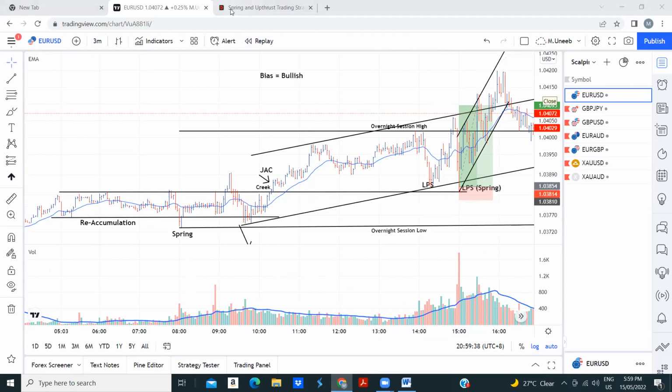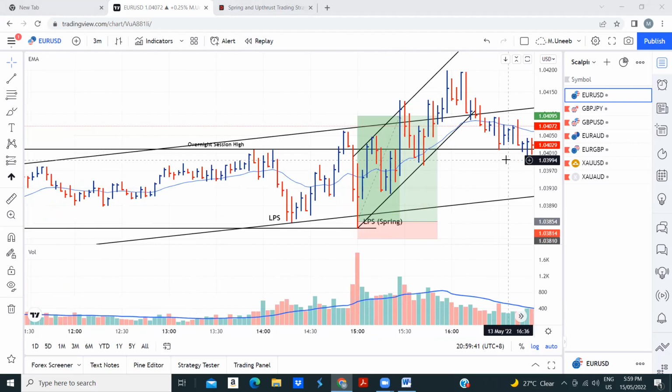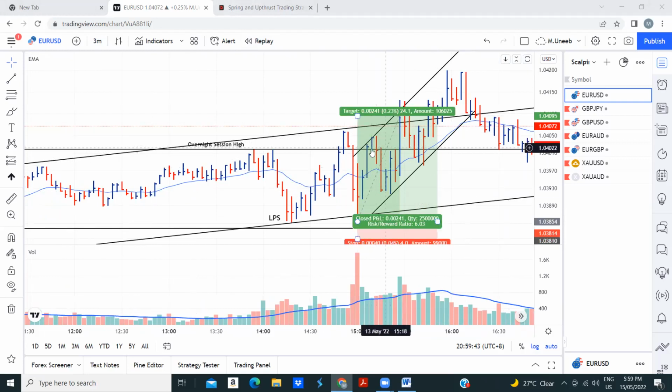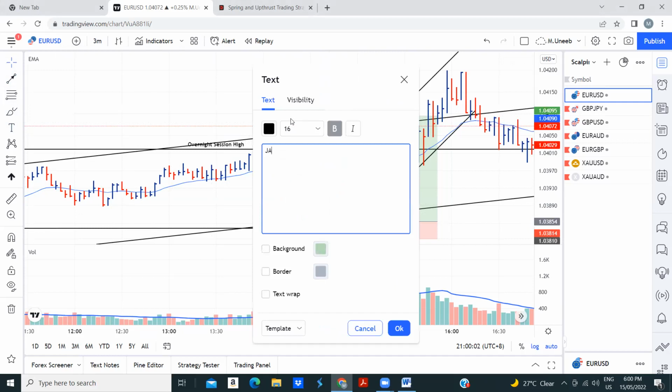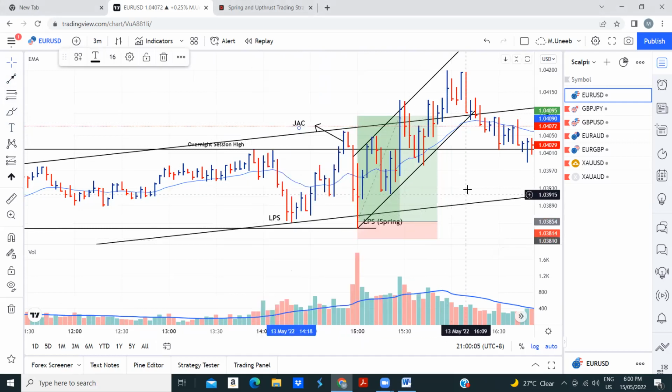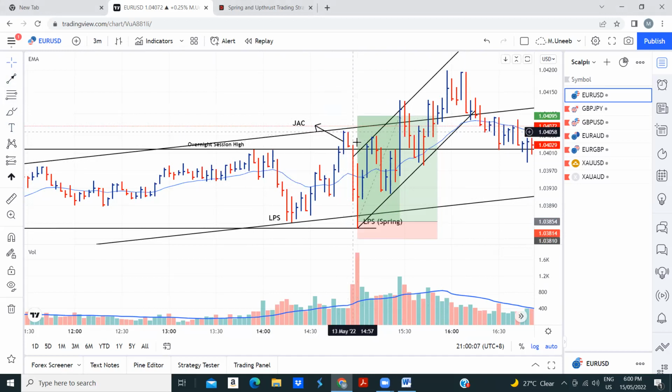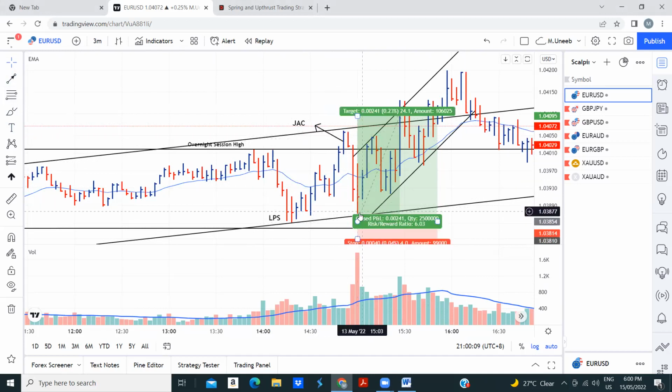Okay. All right, and we know the overnight session high. Now, how do we know that the overnight session high will be broken? Because it was already broken before, right? Can you see the jump across the creek here, an overnight session high? Right over here, if you notice this point here. This was a jump across the creek of the overnight session. And we can say that this was the LPS. Make sense? After the jump across, this LPS.